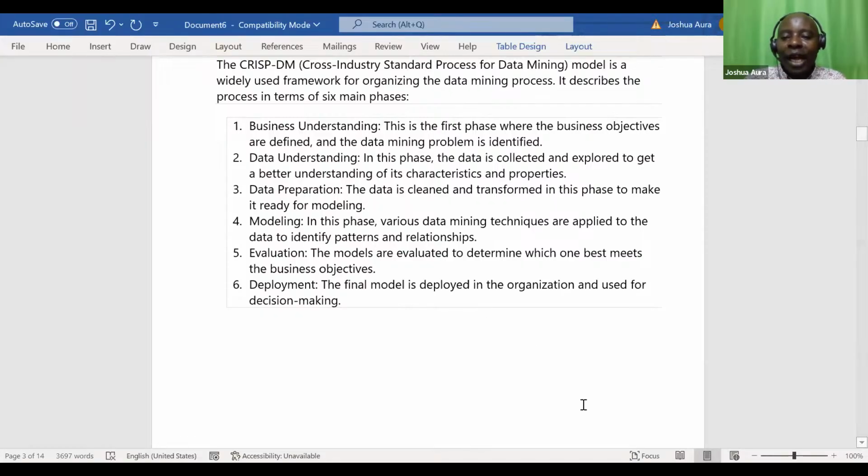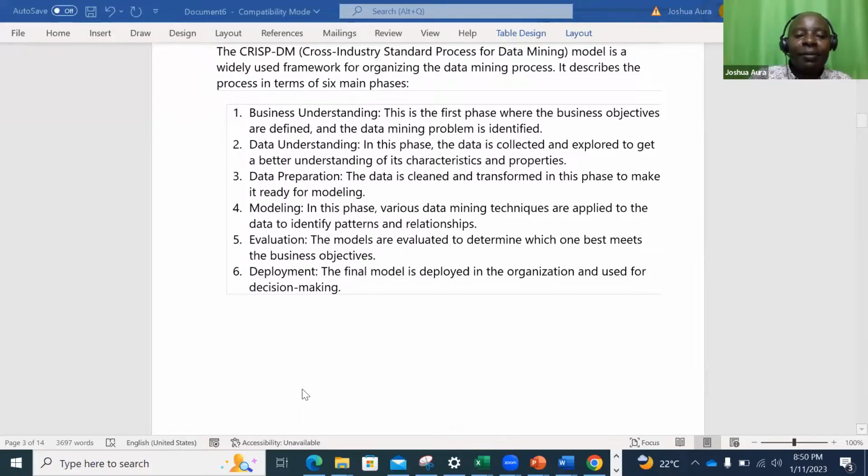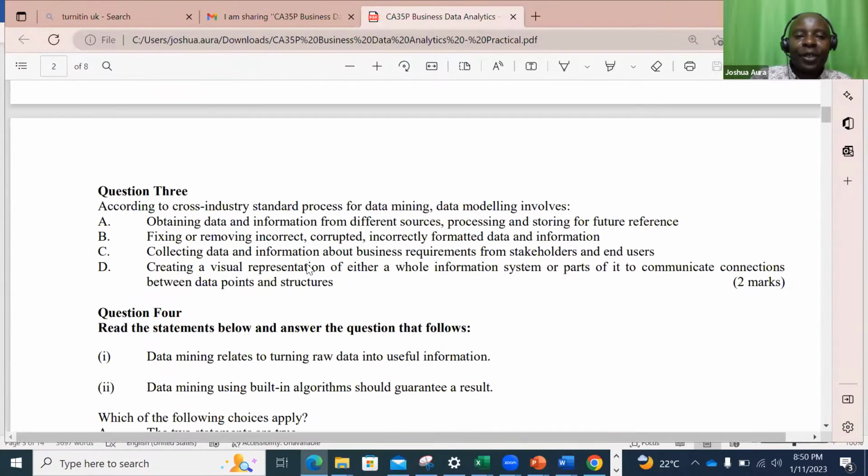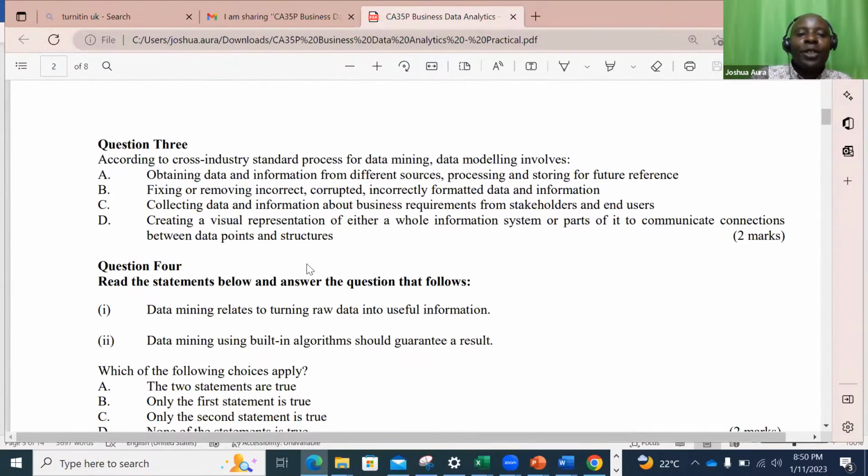Now, allow me to again bring back the paper that was done last semester. Let me bring back this paper here. Question number 3. According to the cross-industry standard process for data mining, data modeling involves, could you kindly go through those choices A, B, C, D? Tell me in this case here, what does data modeling involve? Data modeling, according to how you've understood it. What is data modeling?